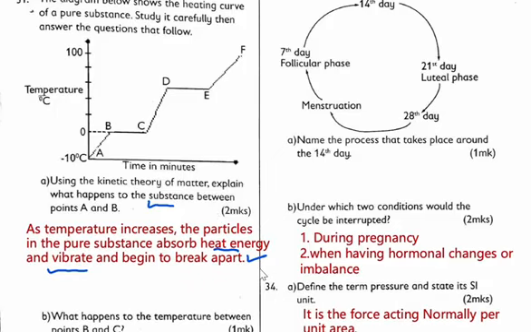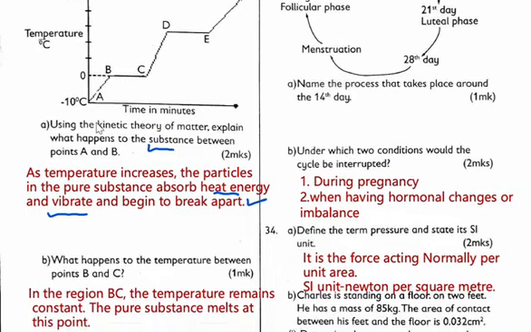Part B. What happens to the temperature between point B and C? Can you see here, between point B and C, it is a straight line, and therefore the temperature is 0. So the temperature is not changing. It is remaining constant. So I'm going to explain. In region BC, the temperature remains constant, and the reason is because the pure substance melts at this point. So it is changing from solid to liquid. So that is the reason why the temperature is constant.